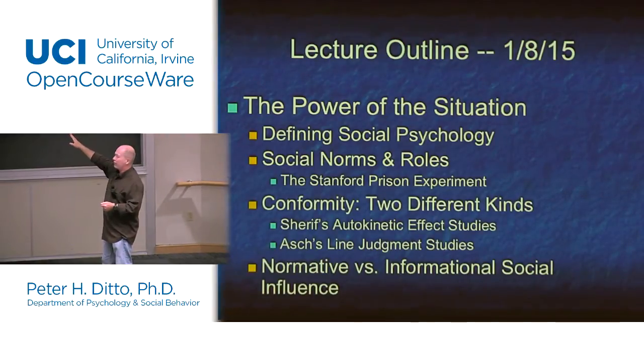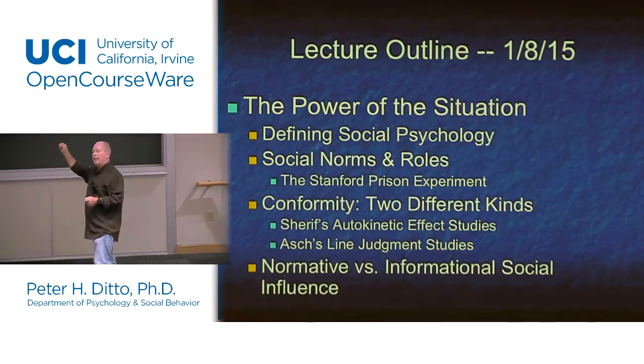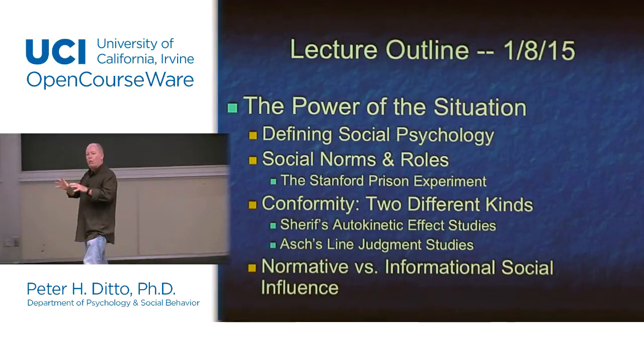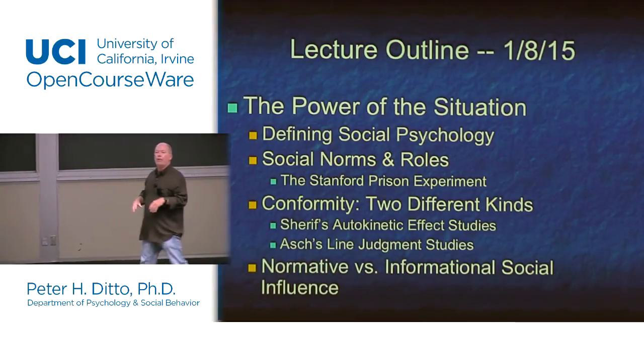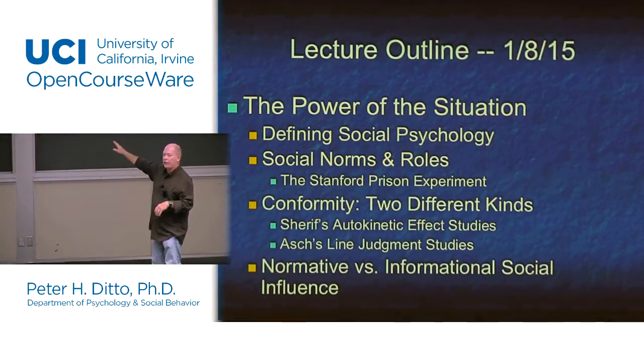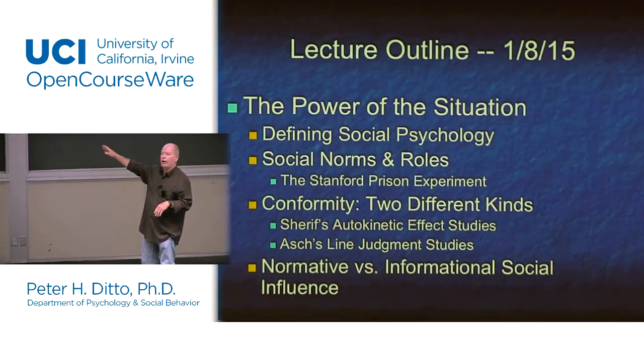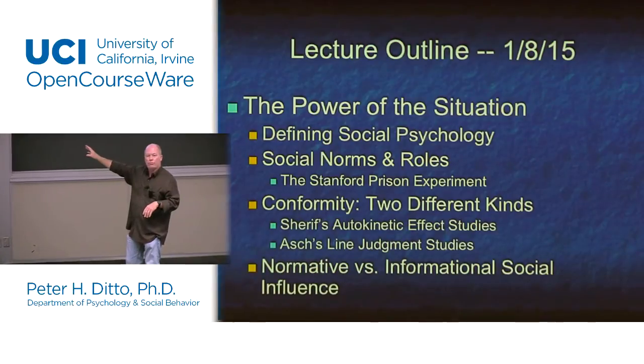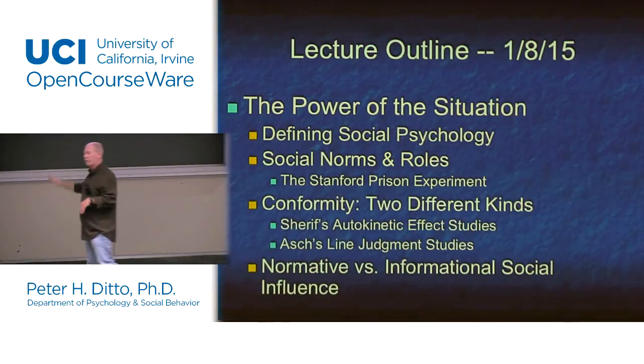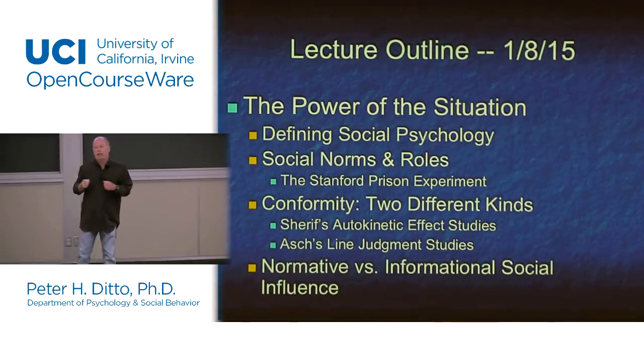And we're going to talk about the idea of conformity, and how people mold their behavior to fit with the behavior of other people, with a couple of different classic experiments in social psychology in that realm. Then we'll talk about this conceptual idea of normative versus informational social influence, which is really this central idea.